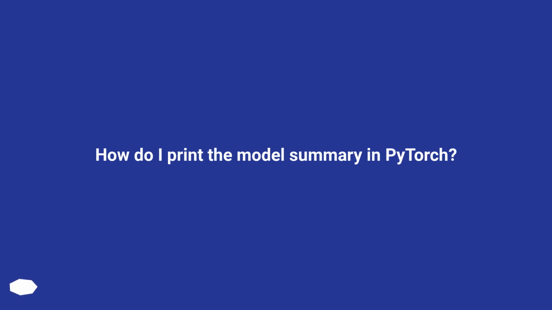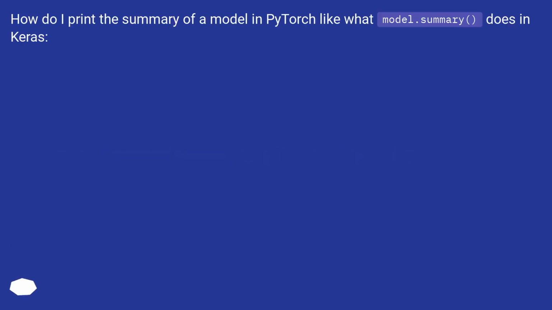How do I print the model summary in PyTorch? How do I print the summary of a model in PyTorch, like what model.summary does in Keras?